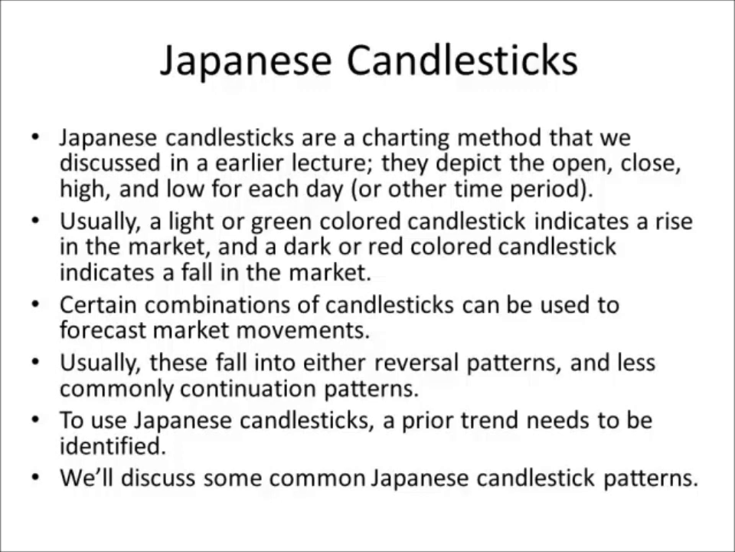So what does this mean? Well, it means that in order for a reversal or continuation to take place, there needs to be a prior trend. So before we even use it, we need to be aware of the current trend. Right? If we're talking about a reversal, it's a reversal of the current trend. So first we would identify the prior trend, okay? And then we would use Japanese candlesticks to determine whether a reversal or continuation is going to take place.